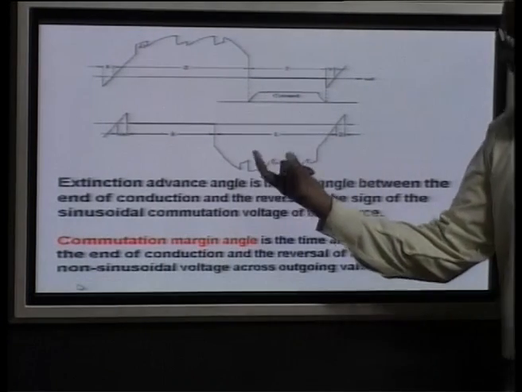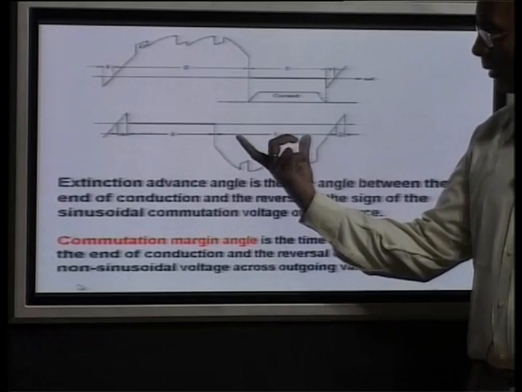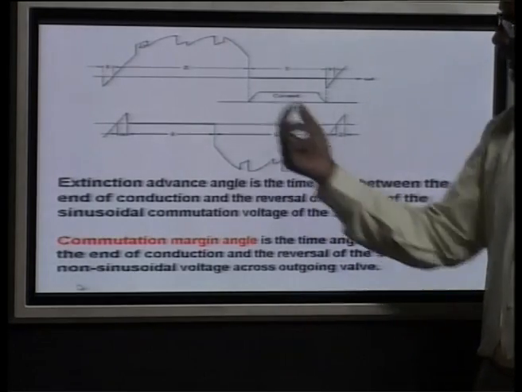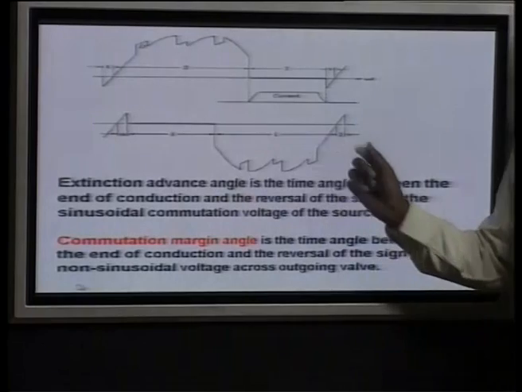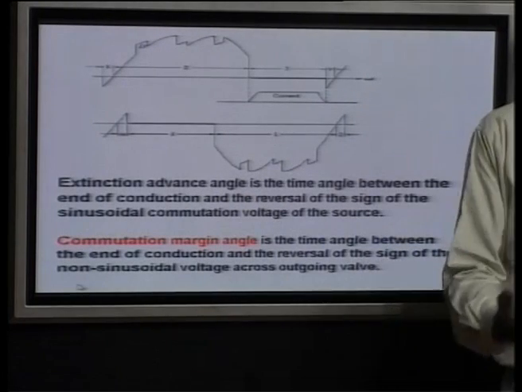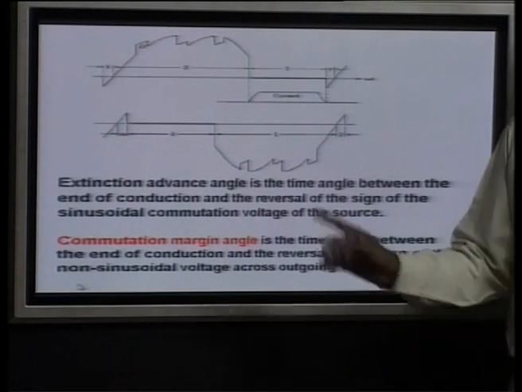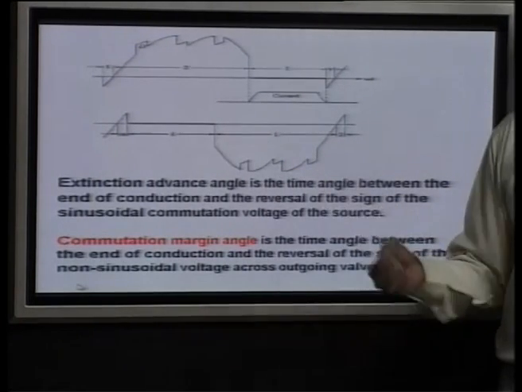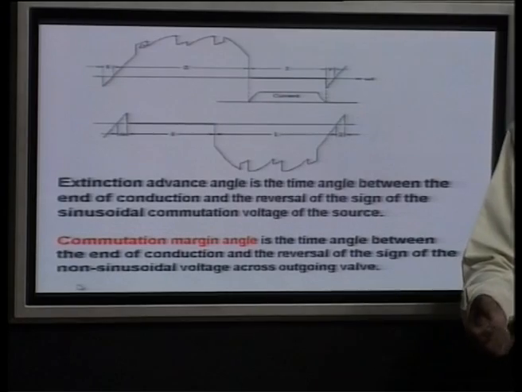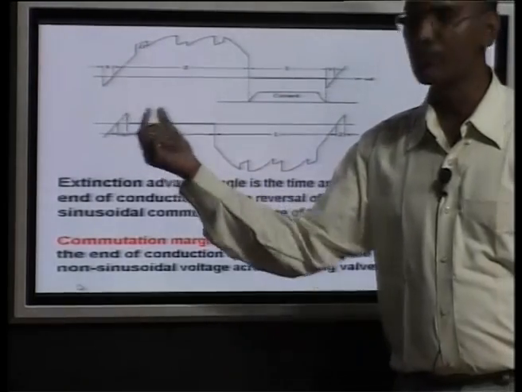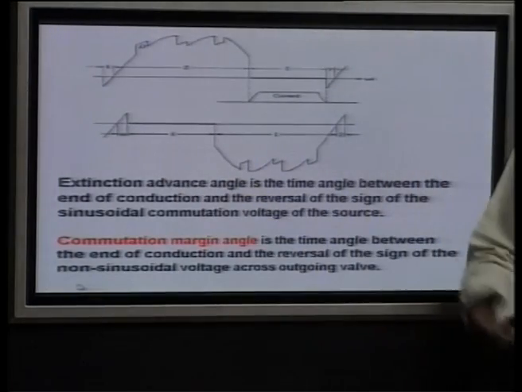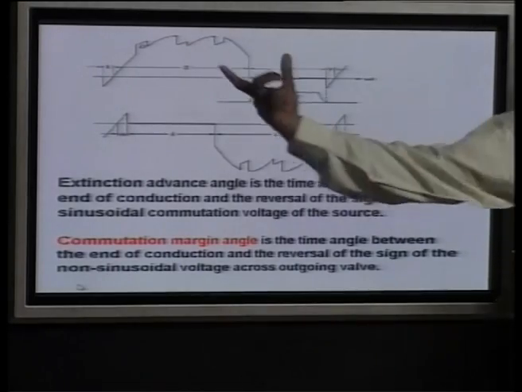Now, as I said, most of the time in this one period, the valve voltage is on the negative side. So even if there is any spurious signal, the valve cannot conduct even though you are giving the gate pulse. Only a very small portion is positive; most of the time it is the reverse here.